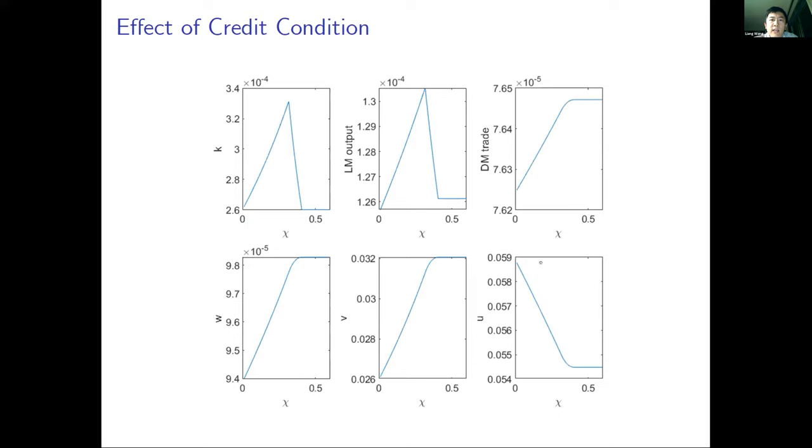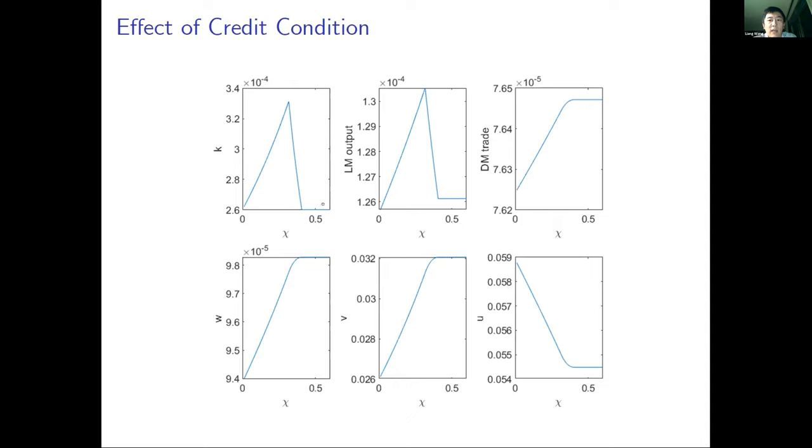In the next two pictures, I show you what happens when I vary the value of chi and the nominal interest rate. This picture shows chi going from 0 to 0.6, and you can clearly see the transition of three different regimes. The first is when the firm needs to use both cash and capital as payment for wages. In this part, capital investment is increasing with chi, and then it starts to decrease. That's when we enter the second regime. Eventually the capital level is held constant at the optimal level. That's when the firms have abundant credit to pay for the wage.